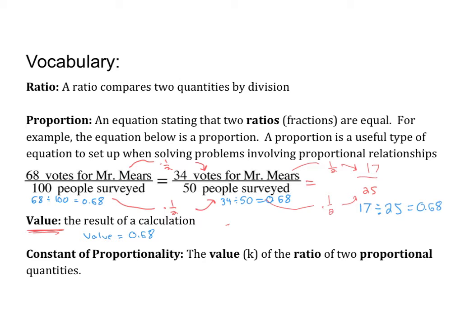Now, in a proportion, this starts to take on meaning. Because if we look at the constant of proportionality, the definition of this is it's the value, k, of the ratio of two proportional quantities. So in our example, we have three proportional quantities, right? We had 68 over 100, 34 over 50, and 17 over 25. And the value of each of those was the same. So we could say here that k, or the value, equals 0.68.